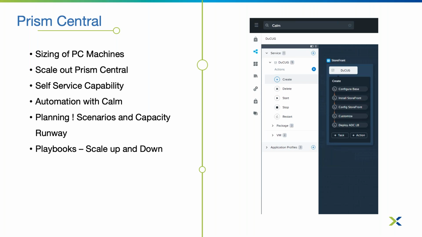It does give you self-service capability. So if you do have teams within the business that want to spin up machines, not necessarily specific to EUC, but if you have business units out there that want to present their own VMs and run them up and tear them down, then you do have the ability to do that within Prism Central.